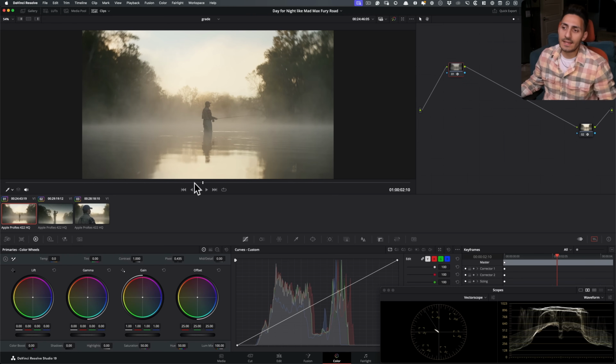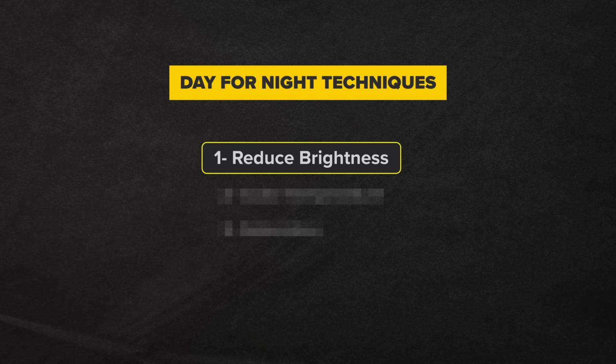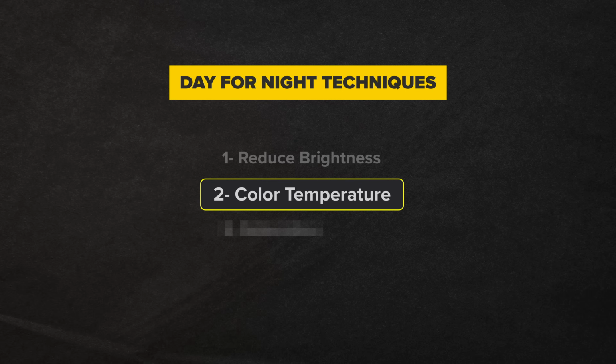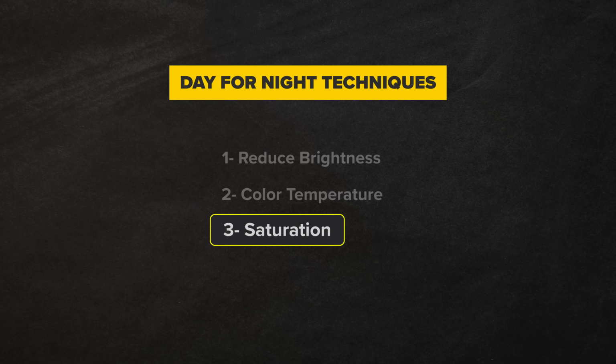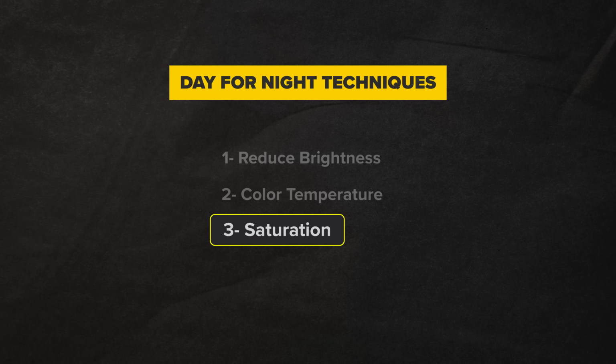So what are a couple of things that you have to keep in mind when you're doing day for night? So one, the exposure needs to be changed. We have to make it darker, a lot darker. Two, we have to control the color temperature. So we have to make it a lot cooler. And then third, we have to control our saturation because at nighttime, when the visibility is limited, we don't see all the colors.